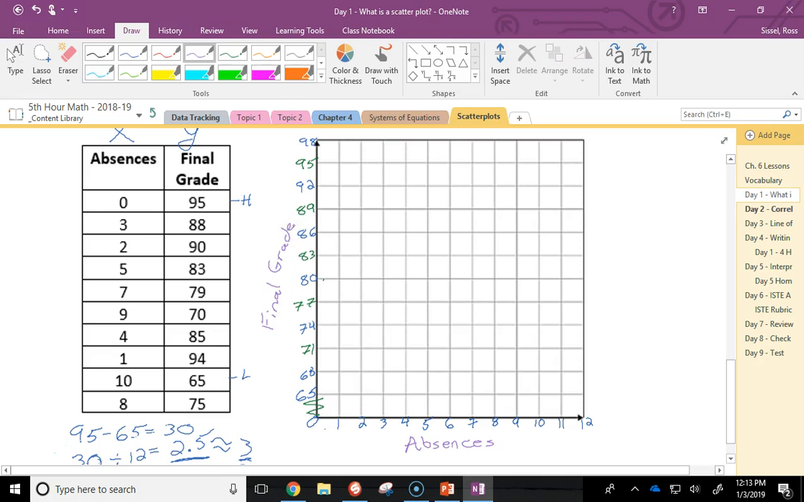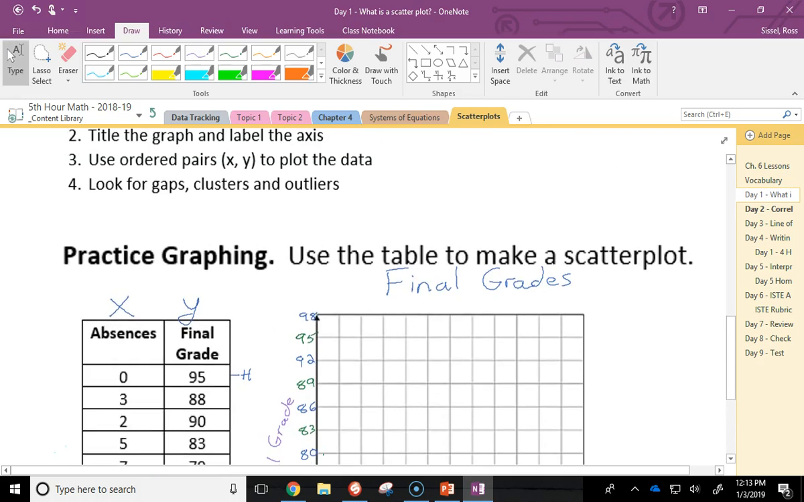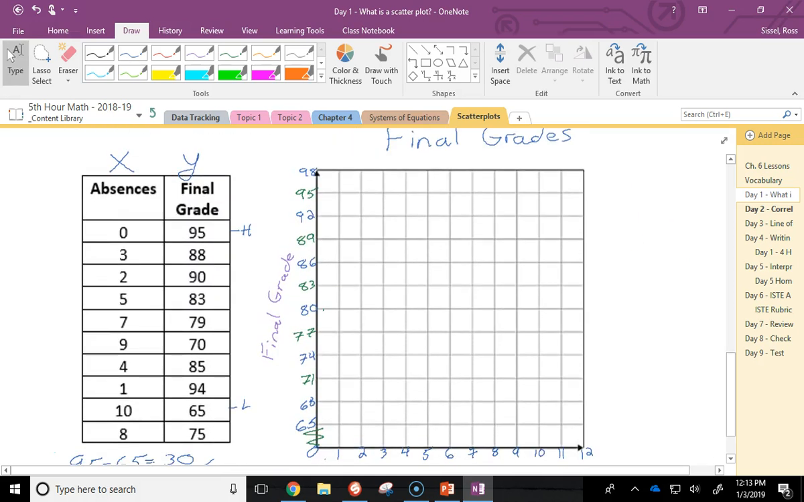Alright. The last step that we will do is use ordered pairs to plot the data. What I want you to do for your assignment is you need to plot these points onto here. That's your homework assignment. If I do the first one, I'll even help do this with you in red. Absences 0, final grade 95. So I go 0, 95, there's my dot. One hint for you, once I'm done with one, I put a little mark in there. The next one was 3 and 88.